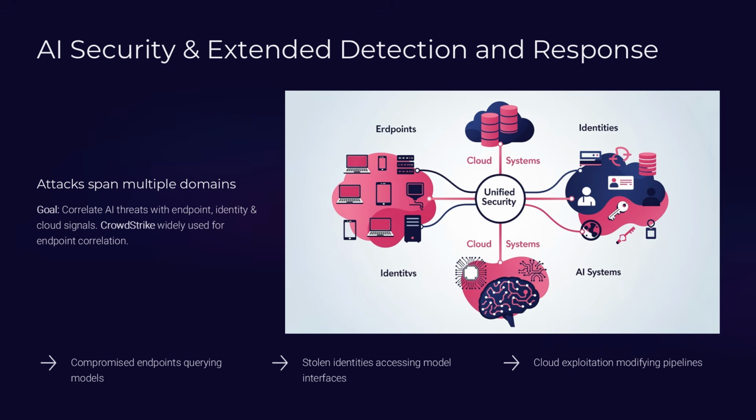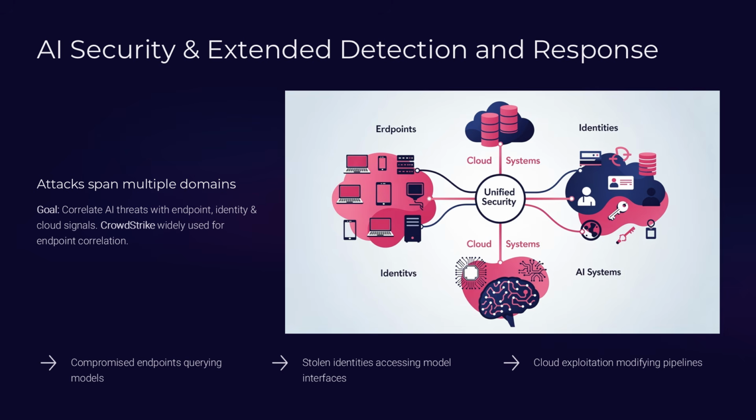CrowdStrike is widely used for endpoint and threat hunting capabilities, while broader extended detection and response ecosystems may integrate identity, cloud, and network telemetry. From an architecture perspective, the goal is correlation. If a user identity shows suspicious activity on an endpoint and simultaneously queries a large language model with extraction-like patterns, you want the system to connect those dots and raise the severity.